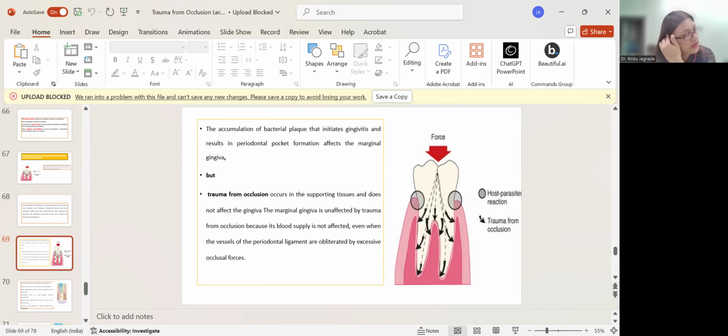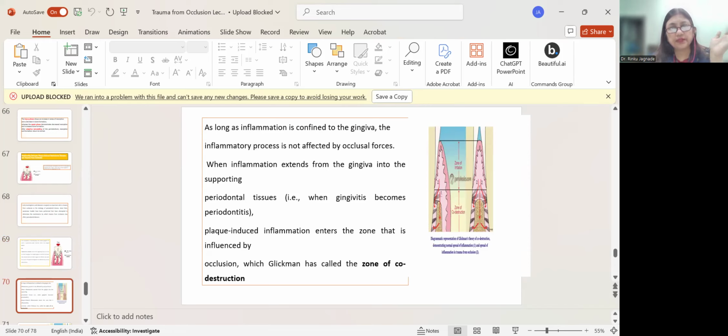So it says that till the time the inflammation is confined to the marginal gingiva, the trauma from occlusion does not have any effect on it. But when the inflammation proceeds and gingivitis becomes periodontitis, now the inflammation has reached the supporting structures of the tooth, alveolar bone, periodontal ligaments, cementum. Now this trauma from occlusion will have its effect.